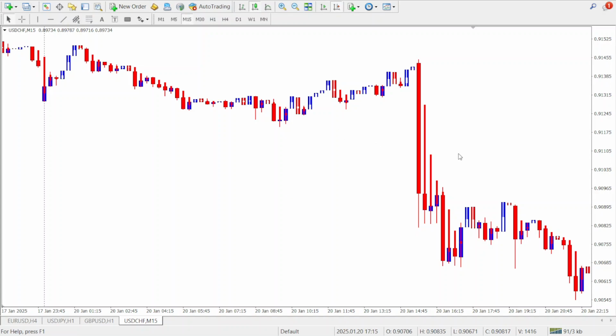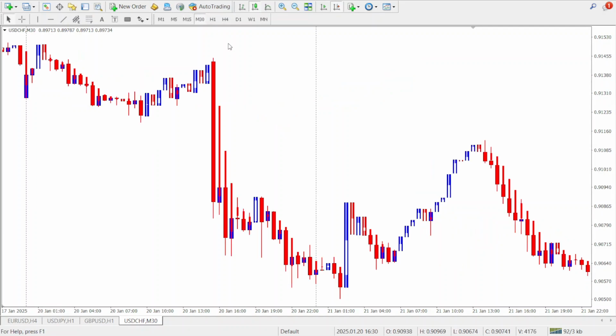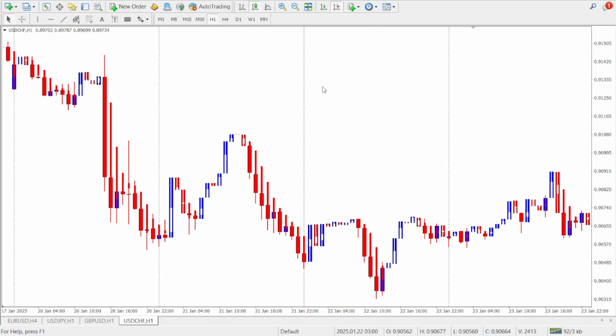When you're scalping or day trading, you want to be on shorter time frames. For scalping, you can be using the 1 minute or 5 minute charts. For day trading, you can consider using the 15-minute chart or the 30-minute chart or even the 1 hour chart. These time frames give you enough information to spot clear trend shifts without too much noise.